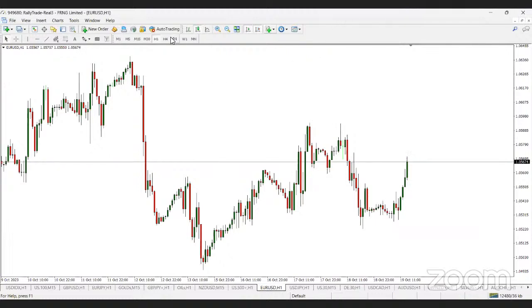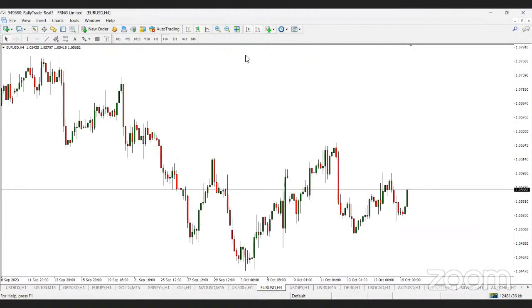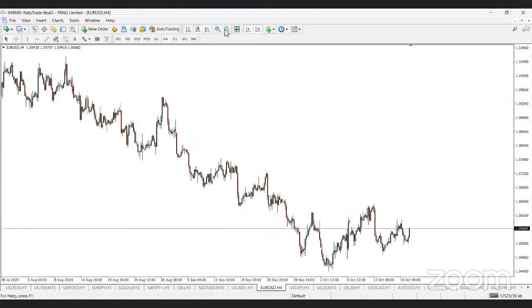So with this, we can check on 4 hours to see what the trend is looking like, right? Look at the trend. What trend is this? You can tell that this particular trend is like a downtrend, right? You can see how we've been having lower lows like that.